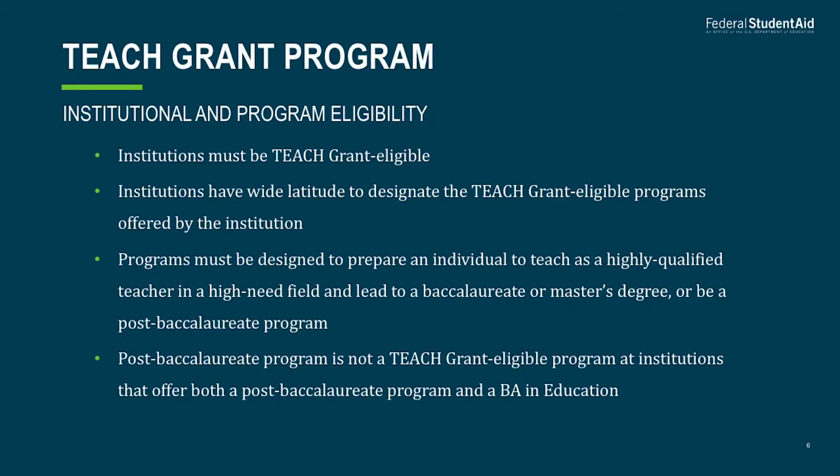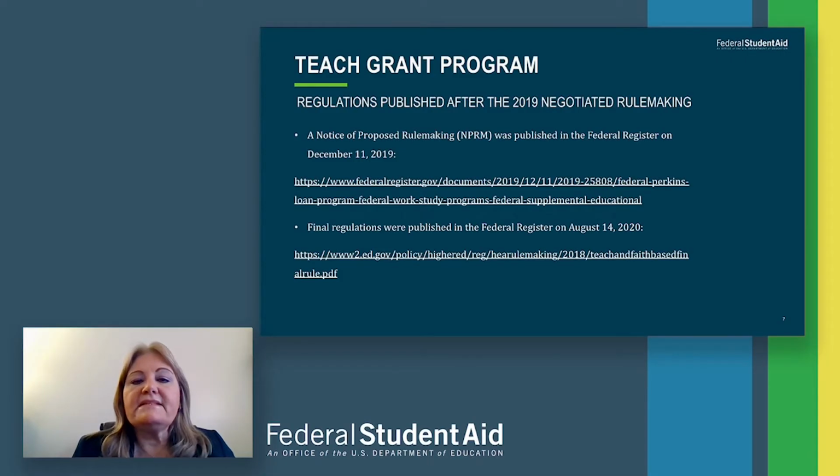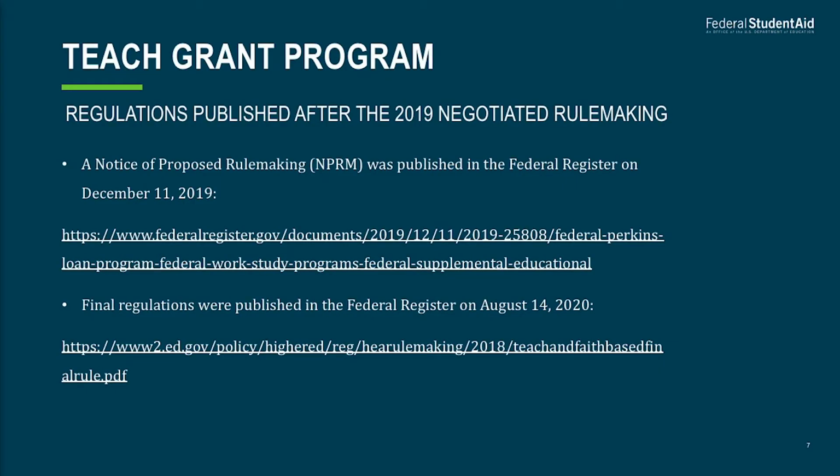The department established the Accreditation and Innovation Committee and conducted negotiated rulemaking from January to April of 2019. There were 3 subcommittees: the Distance Learning and Education Innovation Subcommittee, the Faith-Based Subcommittee, and the Teach Grant Subcommittee. So why did the department negotiate rules for the Teach Grant program?